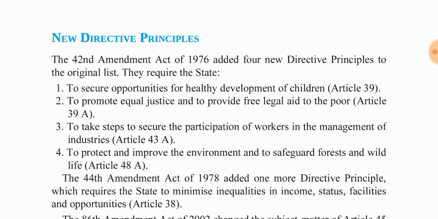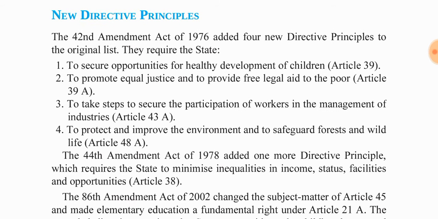The first one was in the 42nd Amendment Act of 1976. They added 4 new directive principles to the original list, and they are to secure opportunities for healthy development of children, as in Article 39, to promote equal justice and to provide free legal aid to the poor, as in Article 39A, and to take steps to secure the participation of workers in the management of industries, as in Article 43A, and to protect and improve the environment and to safeguard forests and wildlife, as in Article 48A.